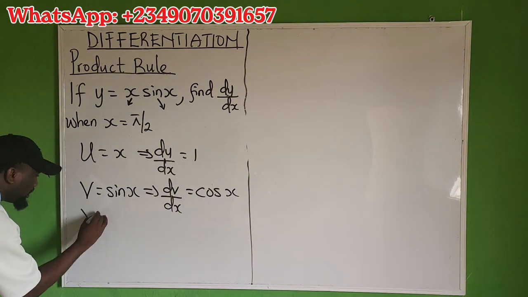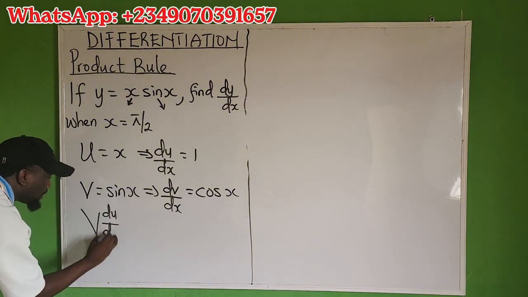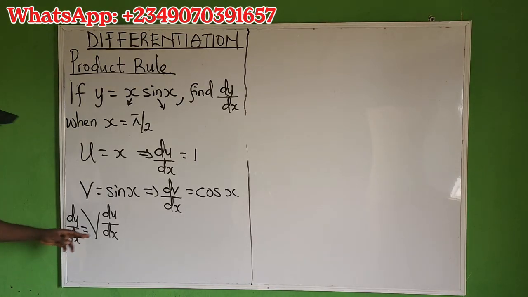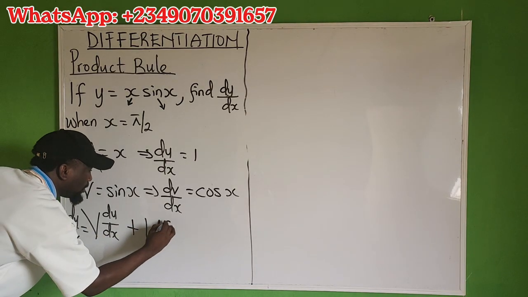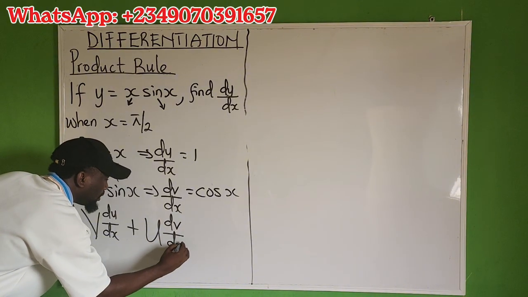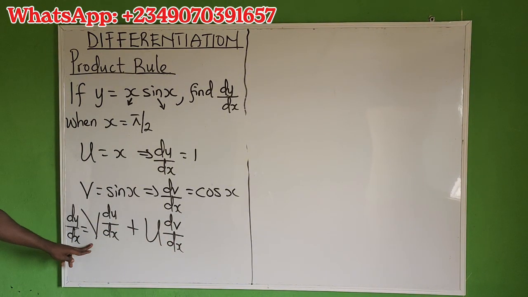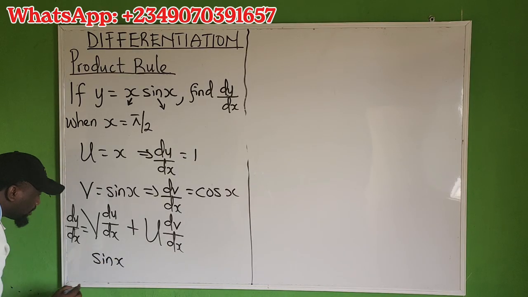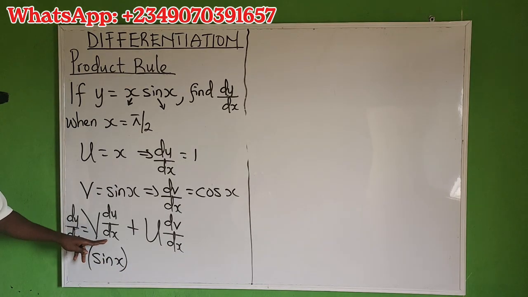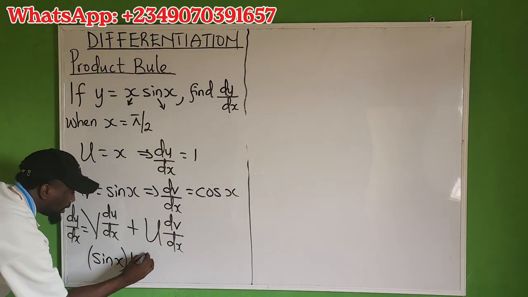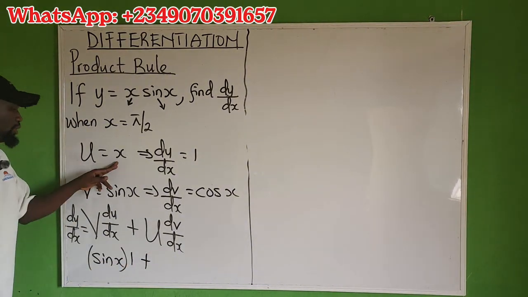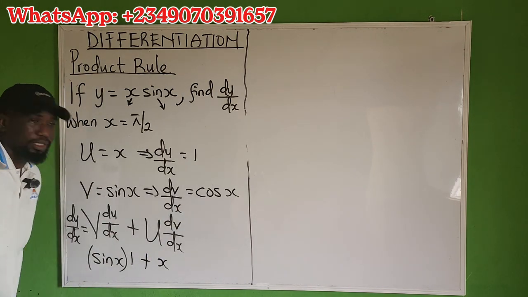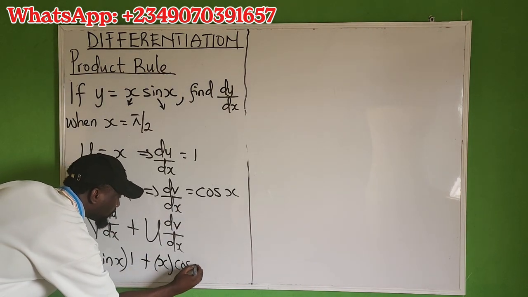Alright, so what's the next thing? We now have that v du over dx. If we want to find dy over dx now, it is equal to v du over dx plus what? u dv over dx. So what is v? V is sine x, multiplied by, what is du over dx? It is 1. Then plus, what is u? U is x, multiplied by, what is dv over dx? That is cos x. So this is multiplying cos x.